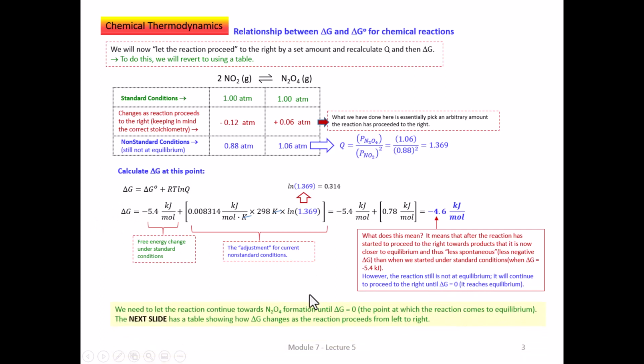So what we're going to do in kind of a thought experiment here is we're going to let the reaction continue towards N2O4 formation until delta G equals 0. And then on the next slide, we have a table and that'll help us to do this.